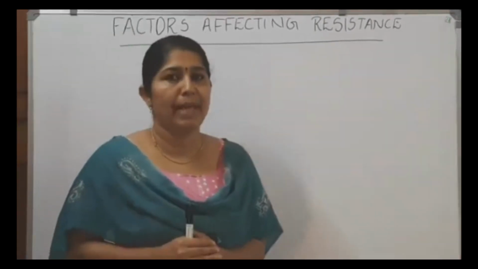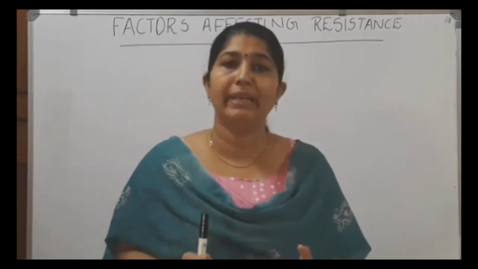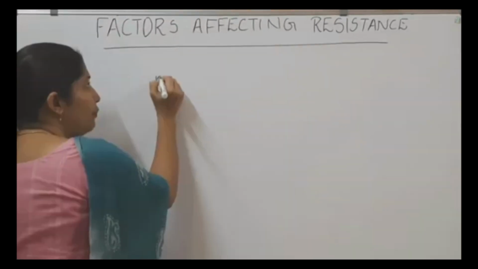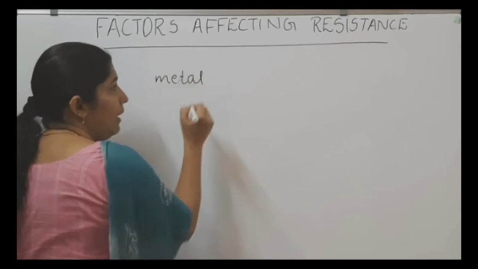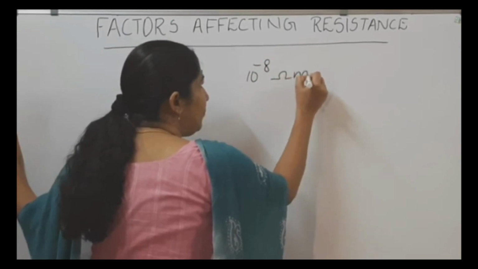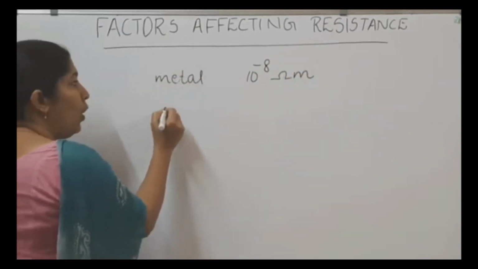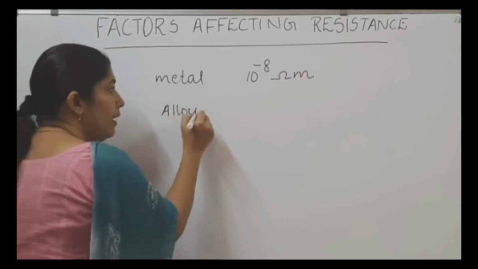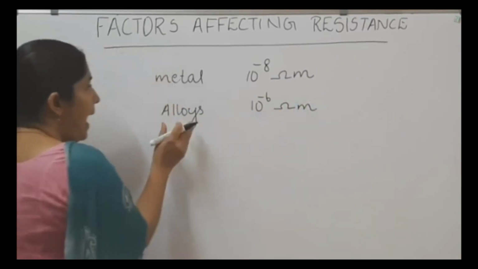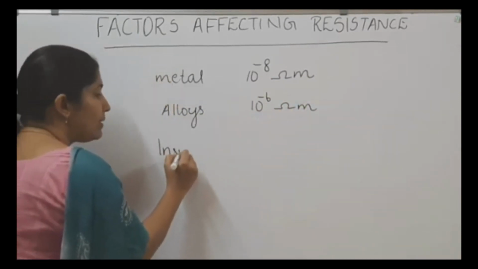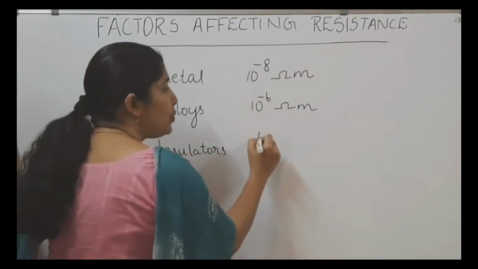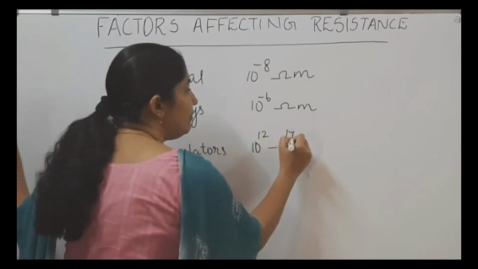Now we want to discuss the resistivity of metals, alloys and insulators. Resistivity of metals is of the order of 10 raised to minus 8 ohm meter. Resistivity of alloys is of the order of 10 raised to minus 6 ohm meter. And resistivity of insulators is of the order of 10 raised to 12 to 10 raised to 17.